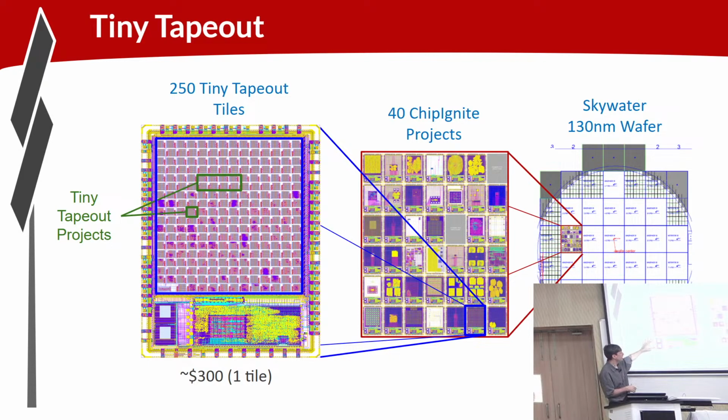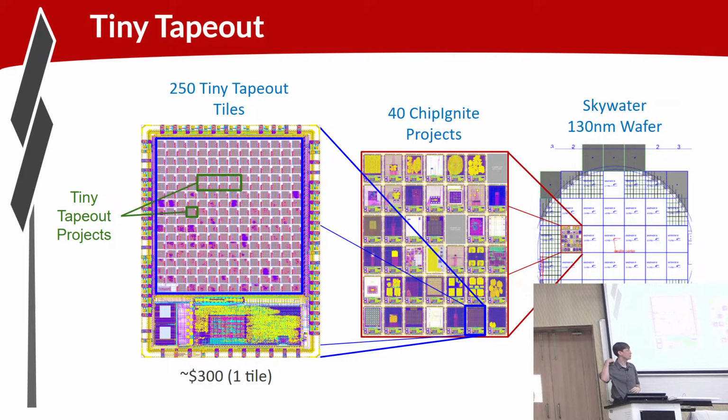So they'll collect up projects filling up 500 tiles, and that will be one of the chip ignite projects. And then that gets fabricated, mounted on the board, and sent to you. So when you get your board back or your chip back, that's got your project, and it's got all the other projects that have been squeezed onto here.